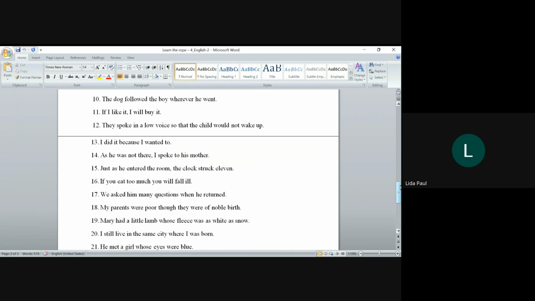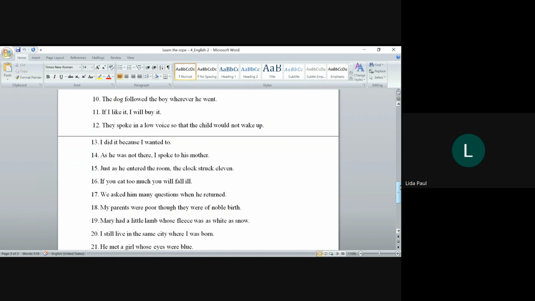Because you know, Mary had a little lamb whose fleece was as white as snow. So what is this part about? Who is this part about? About the little lamb, right? It's additional information about the little lamb whose fleece was as white as snow. See this? Yes, ma'am. So that is why this is an adjectival clause.